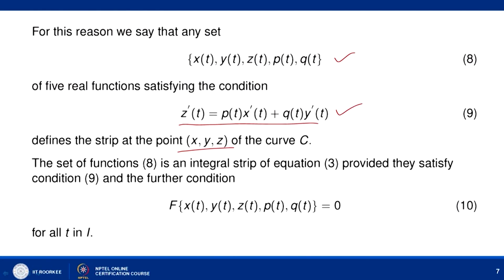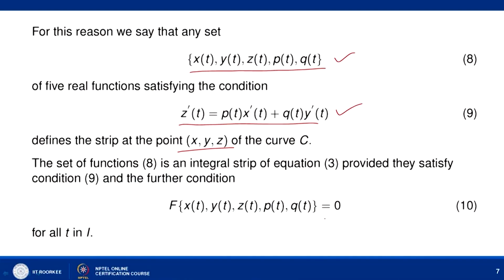Now, the set of functions which defines a strip is also called an integral strip, provided they also satisfy the partial differential equation, that is f of x y z p q equal to 0. Satisfying the partial differential equation means that the value of f evaluated at x(t), y(t), z(t), p(t) and q(t) has to be equal to 0.